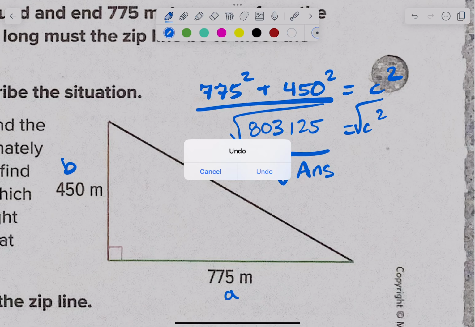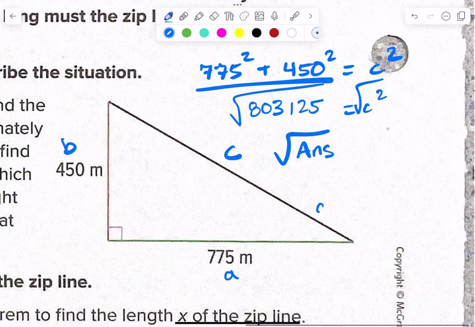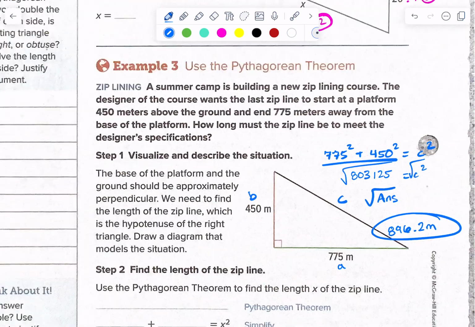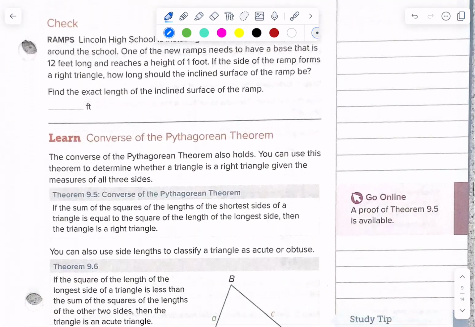Okay. What do we get there, by the way? 896.2 meters. That's what he is. Round to 1 decimal place if it doesn't come out as a nice number. Good? Okay, next thing.